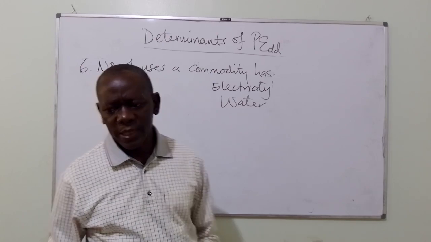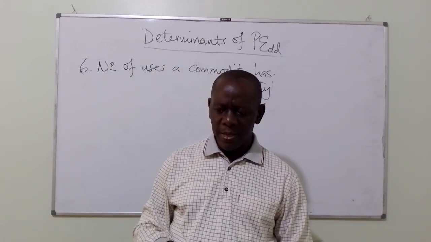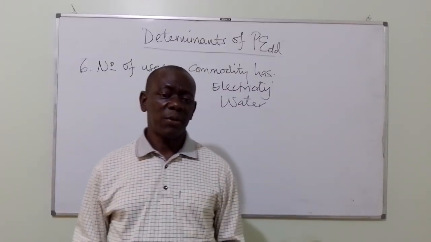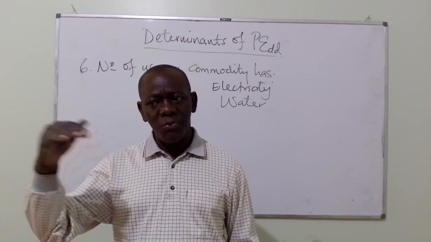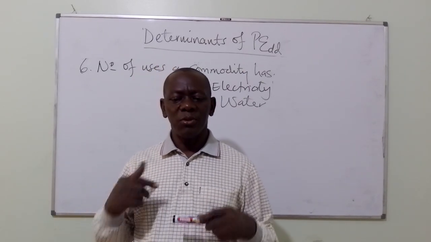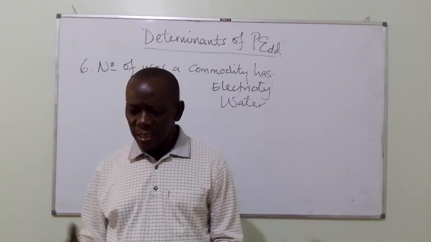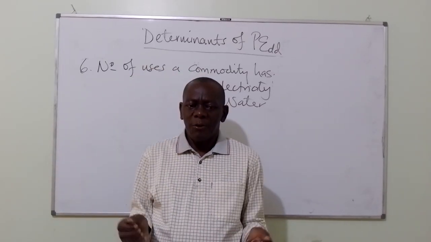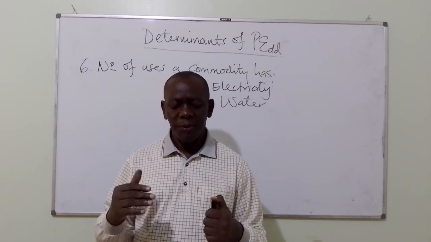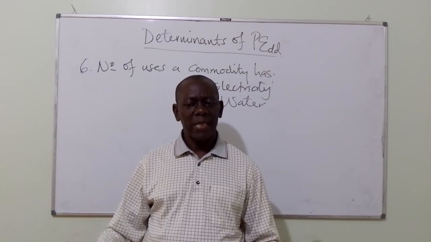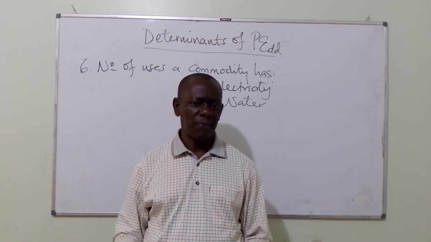If a jerrycan of water has been costing 500, and due to scarcity it goes to 1,000, it can even go to 1,500. But people still buy. The demand is not going to reduce so much. Yes, it will reduce because people will start economizing more, but it will not reduce so much. Why? Because this product has many uses.